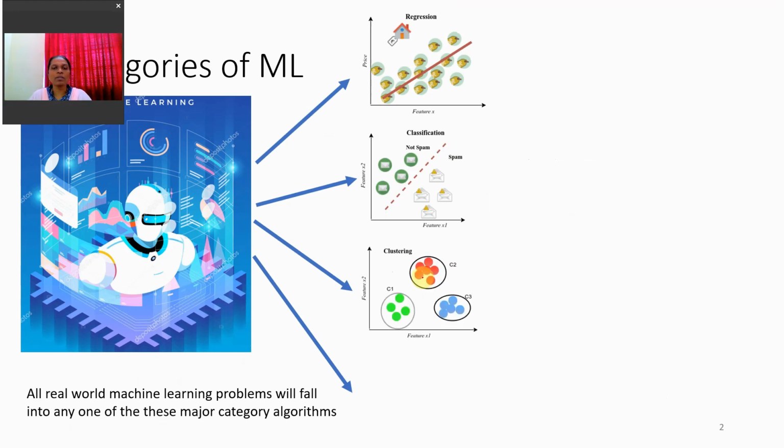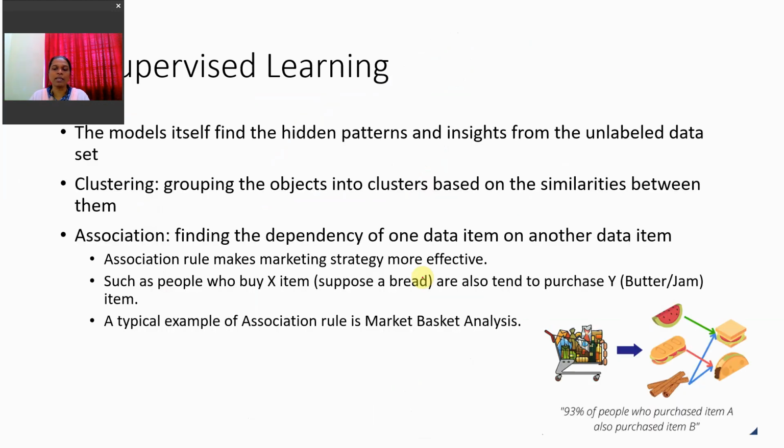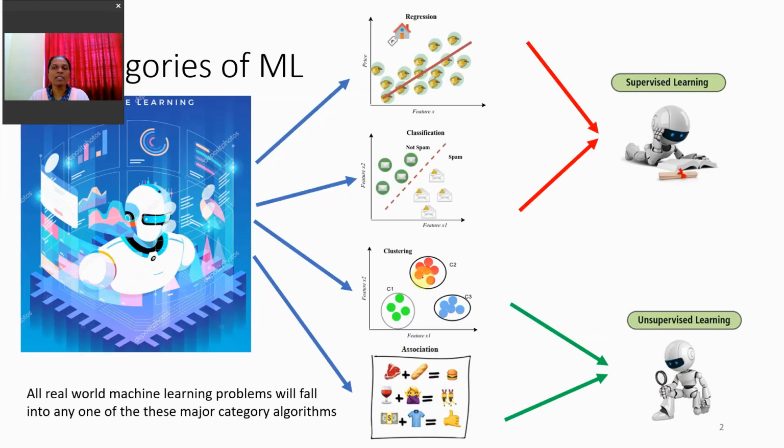So all these problems are categorized into mainly four categories: regression, classification, clustering and association. Under this, regression and classification come under the category of supervised learning. As you know, in supervised learning the machine learns by using the data and the labeled information. While trying to predict a numerical value, the problem leads to regression. If you try to predict a categorical value, it leads to a classification problem.